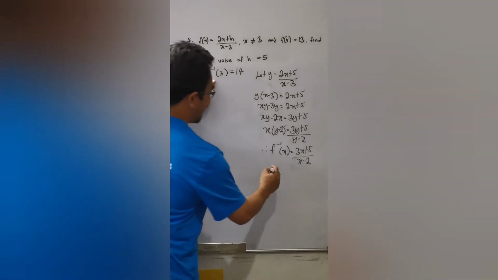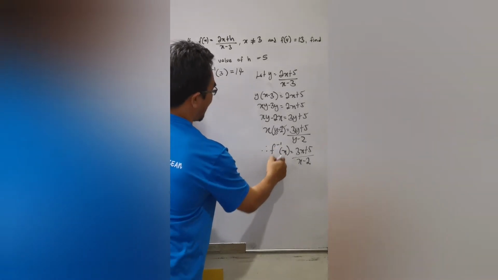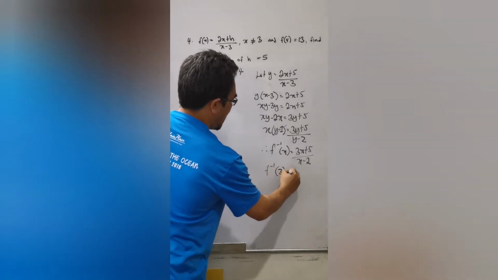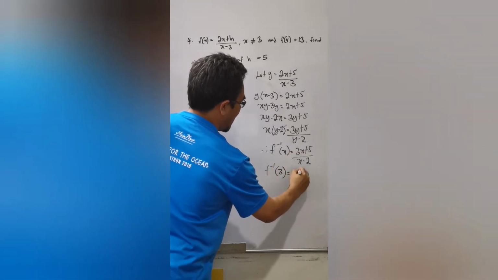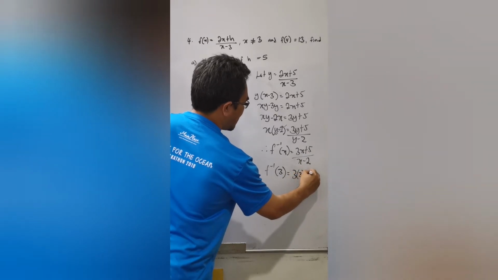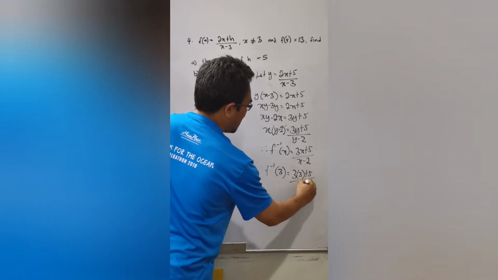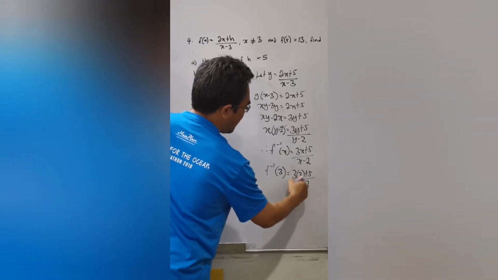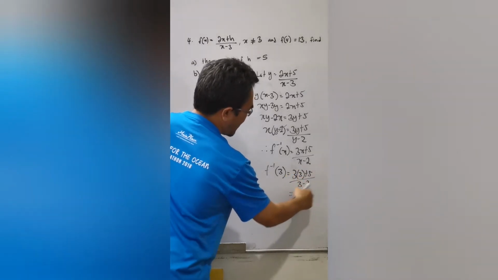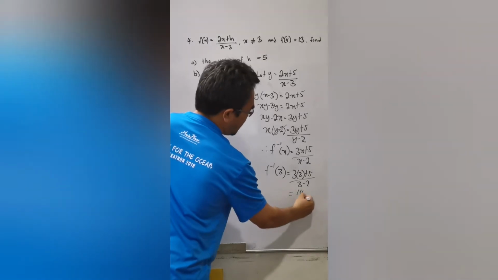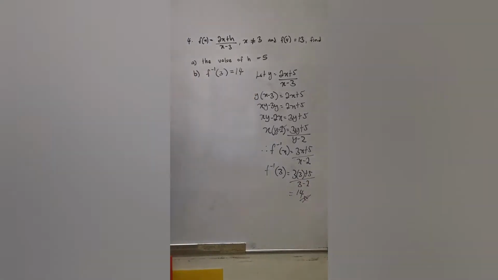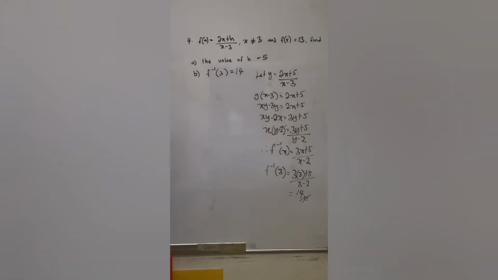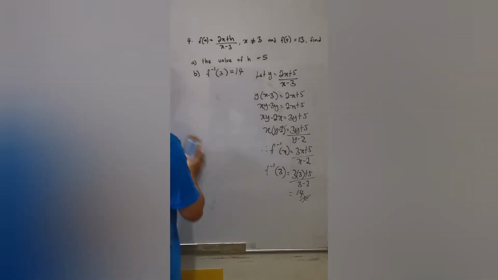And under inverse, they want you to replace x as 3. So inverse of 3, replace x as 3. 3 times 3 plus 5 over 3 minus 2 will be 9 plus 5, which is 14. 14 over 1 will be 14. Okay, see, the answer is still the same, but it takes longer to finish this question.